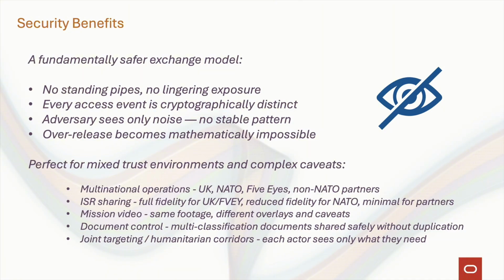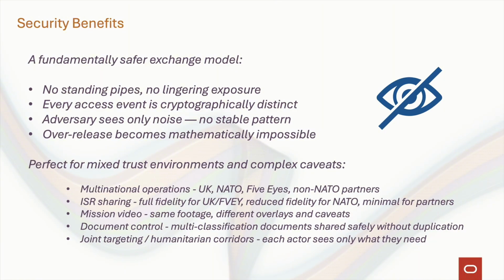Security benefits, I probably don't need to go into these because they're quite clear, but let's do it anyway. It's fundamentally a safer exchange model. No standing pipes, no lingering exposure. Every access event is cryptographically distinct. The adversary sees only noise and there's no stable pattern in that. So even if they were to use the most advanced machine learning to listen to your traffic, there isn't a stable pattern for them to get signal from. Over-release also becomes mathematically impossible because of the way that we've designed the system. So that's perfect for mixed trust environments and complex caveats.